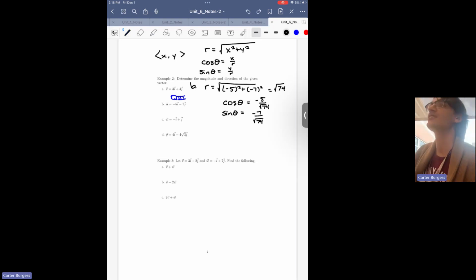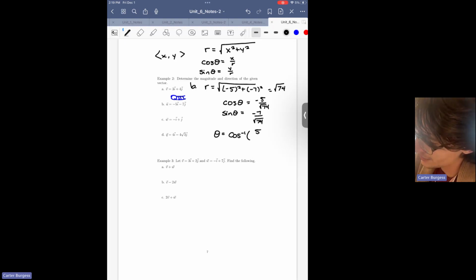Now, if I'm starting in the first quadrant and then moving to the third quadrant, does it matter whether I use inverse sine or inverse cosine? No. I'll use inverse cosine. It doesn't really matter. This is theta of cosine inverse of 5 over root 74. That's my quadrant 1 theta. And so what do I have to do to this? Plus pi.